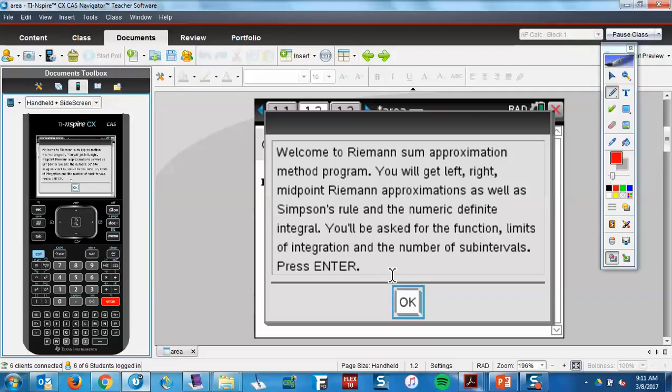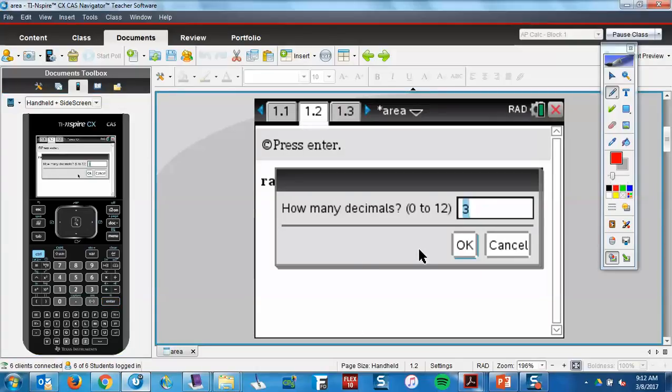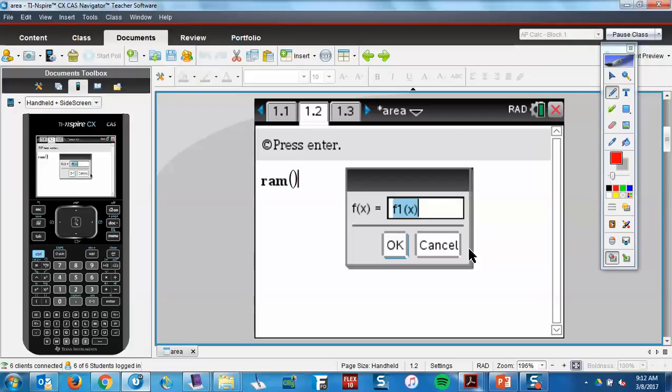You open up this area document, and you go to this page where it says RAM. You might have to just type RAM parentheses, if you happen to delete that command. Just type RAM parentheses. It should go bold, and it should run. Is everybody's running? Everybody's working? Okay. Now hit OK, or enter. How many decimal places? Let's say we want to do 3. That's fine. We'll hit OK.